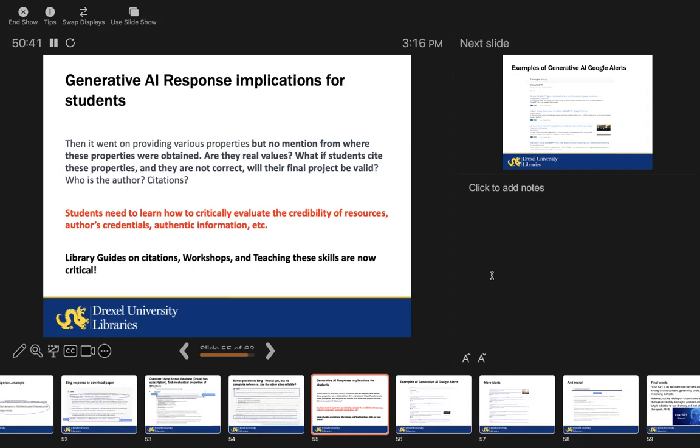You need to critically evaluate the credibility of resources, author credentials, and authentic information. Library guides, citation workshops, things are now critical. And we have all of these on our website.